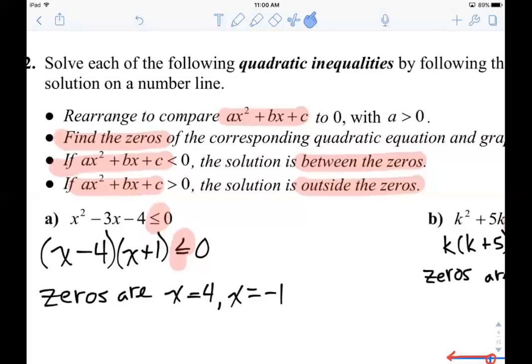Get as much practice with this as you can. And again, really make sure that you're connecting this back to solving equations, whether they're linear or quadratic, because you're seeing now that the skills are very similar.